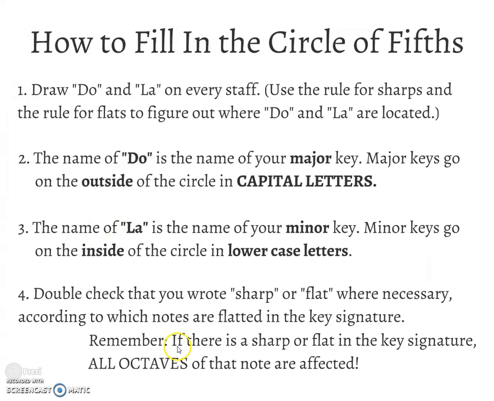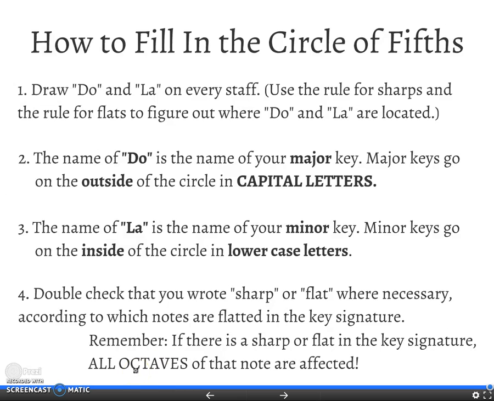Remember also, if there's a sharp or a flat in the key signature for a particular note, all octaves of that note are affected. So for example, if there is an F sharp in the key signature on the top line and your do or your la that you drew is on the first space, which is also an F, you have to call that F sharp, or if it's a flat, F flat, because it affects all the octaves, not just the exact line or space where that accidental is drawn in the key signature. And that is the circle of fifths.